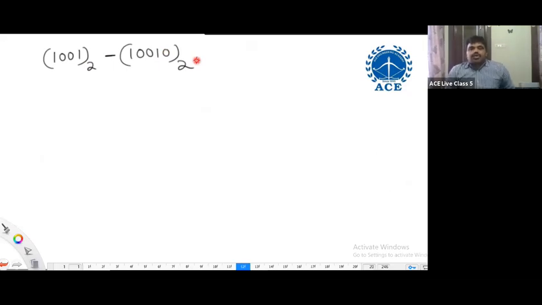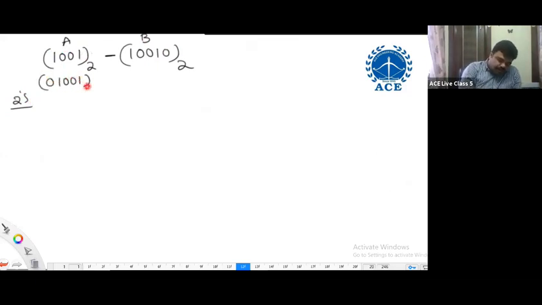Let us use the 2's complement method and the 1's complement method for these unsigned binary numbers, A minus B. Right? First one, the 2's complement method. Before that, what should I do? Adjusting the number of bits: 01001 binary minus 10010 binary.